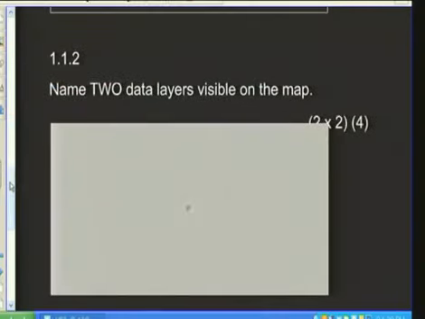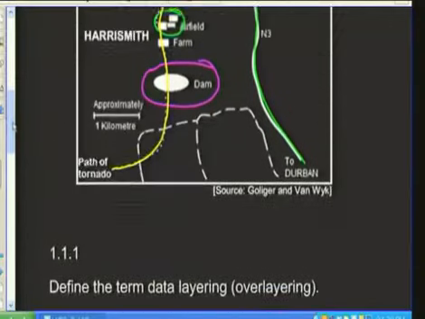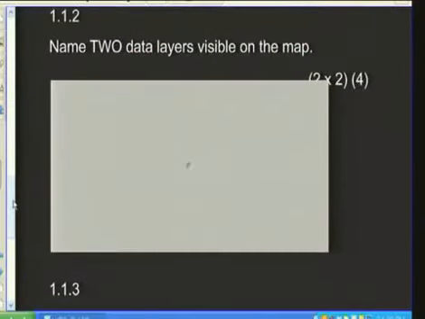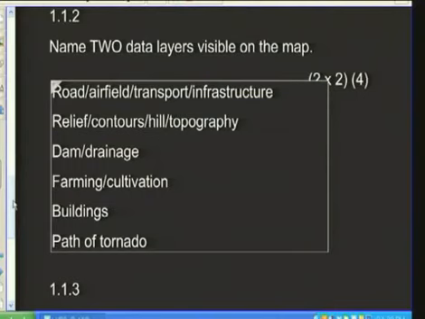Further from there, 1.1.2, name 2 data layers visible on the map. If we were to go back to that map, remember, we found things like elevation, aquatic features, transport. Let's go down and check our memo. And we can see here the road, airfield, or transport infrastructure. That would be one layer. Relief or contours or elevation. Another word for all of that is topography. The aquatic features, the dam or the drainage of any rivers. Farming and cultivation or human activities, that would be another layer. Any buildings the humans have built in the area would be another layer. And finally, the path of the tornado.